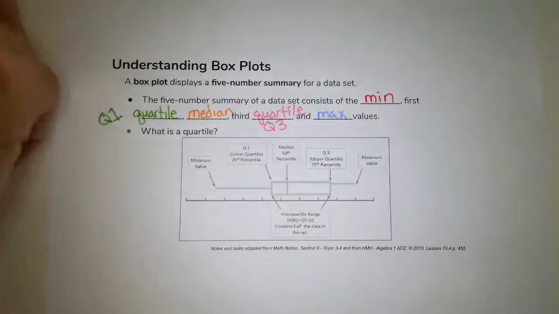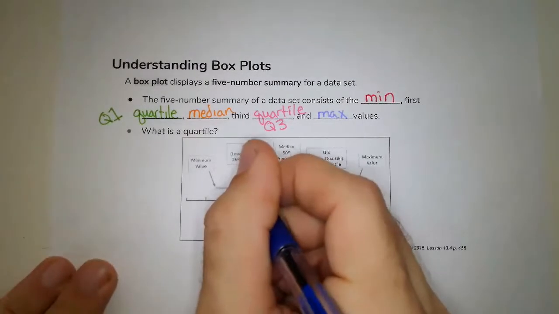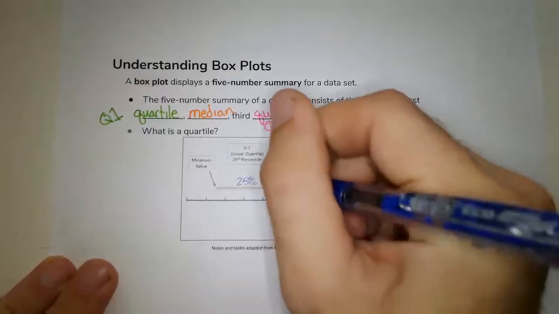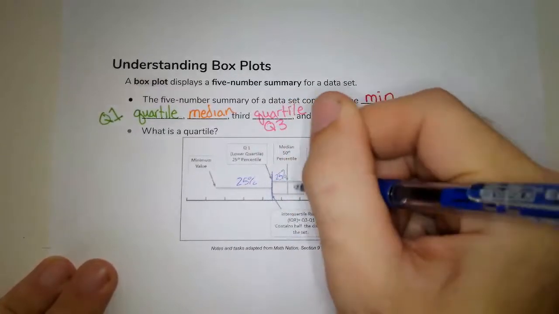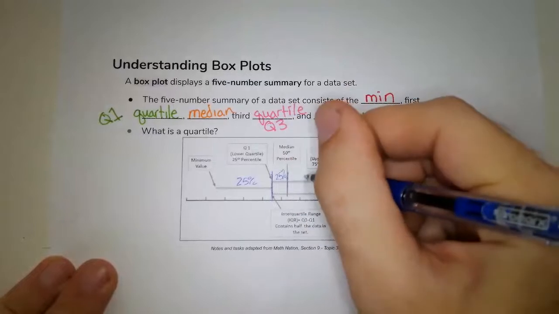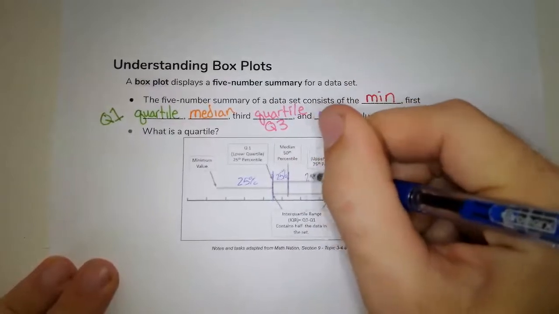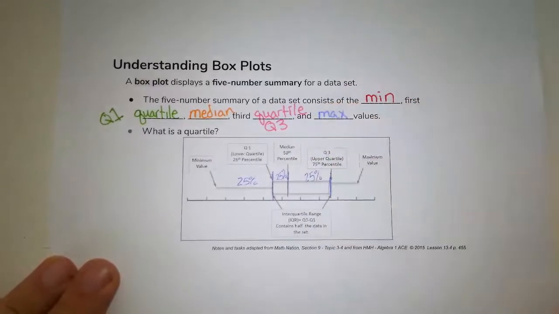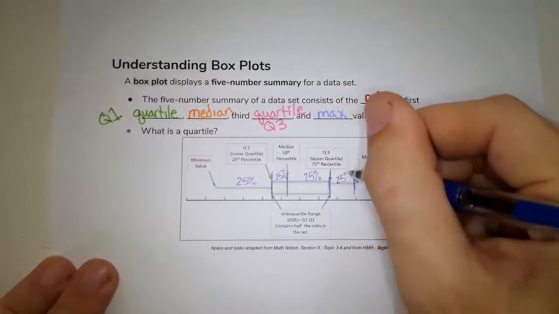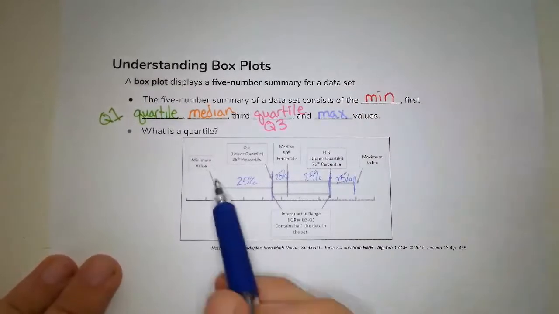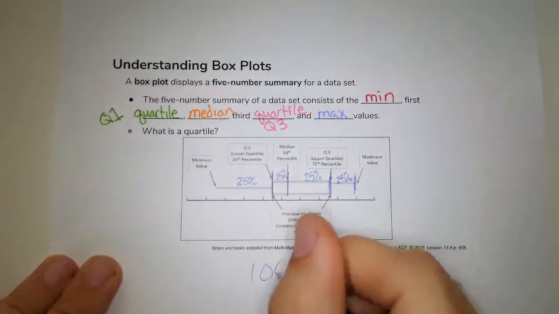So basically what is going on is that over here we have 25%. Once we hit this point, we see another 25%. From here to here, we have another 25%. And then until we hit our max, there's another. Once you put all that together, we're going to equal 100%.